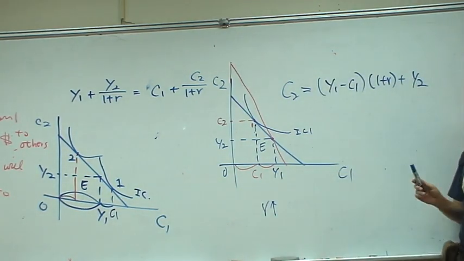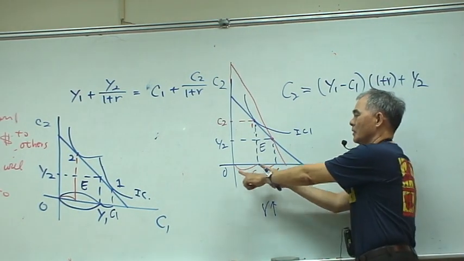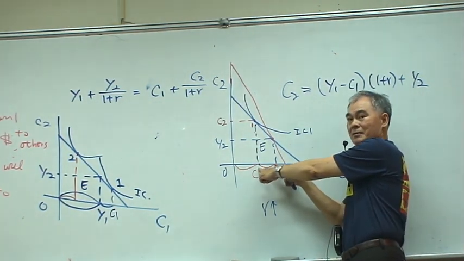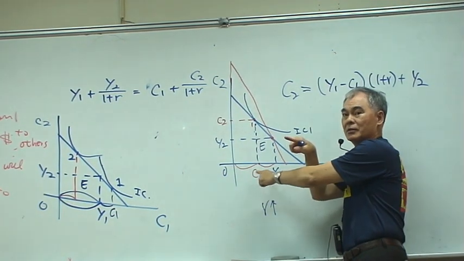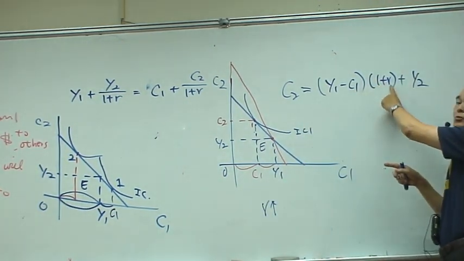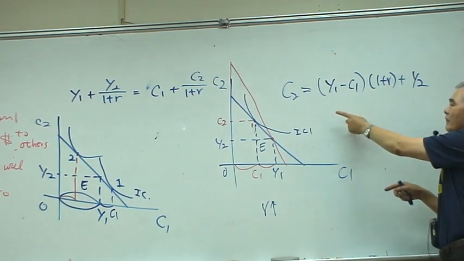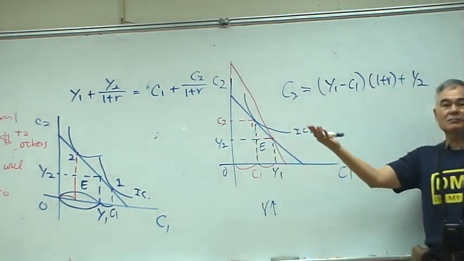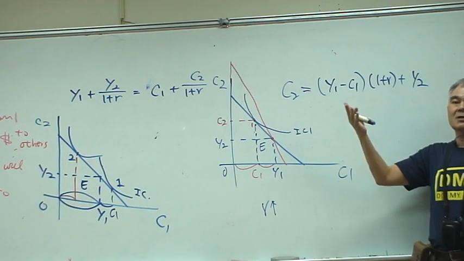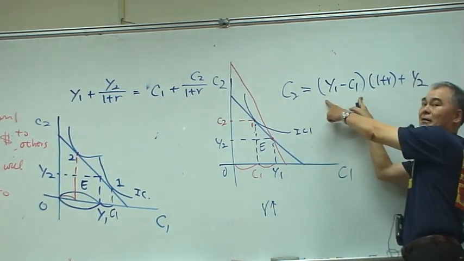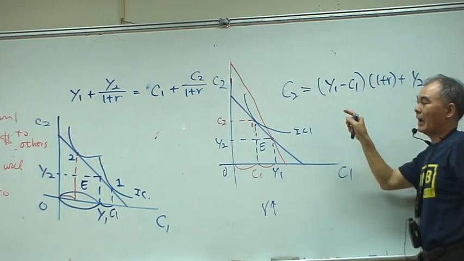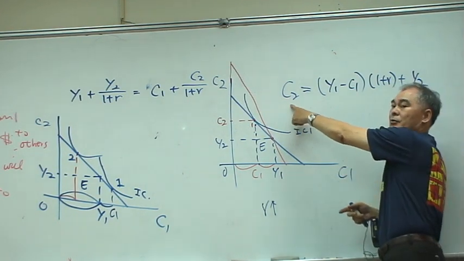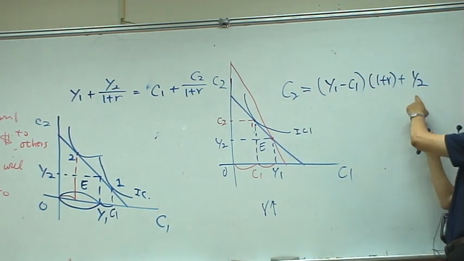Let me try this again. So this person in the first period only consumes C1. That means he saves this amount of money. And when it gets to the next period, you get principal plus interest payment. Then in the second period, he makes Y2. So if I ask you how much is the amount he lends to others, this would be the answer. And if I ask how much can he consume, he can consume at C2 the amount he saves plus the amount he makes.